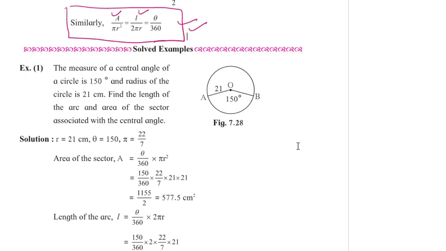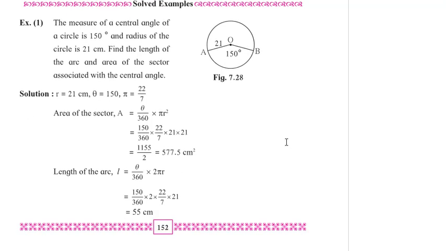Now here we have few examples. First example, you can see the measure of central angle of a circle is 150 degree and radius of the circle is 21 centimeter. Find the length of arc and area of sector. So I have to find length of arc and area of sector associated with the central angle. So central angle is 150, radius is 21. The value of pi we can use 22 upon 7.